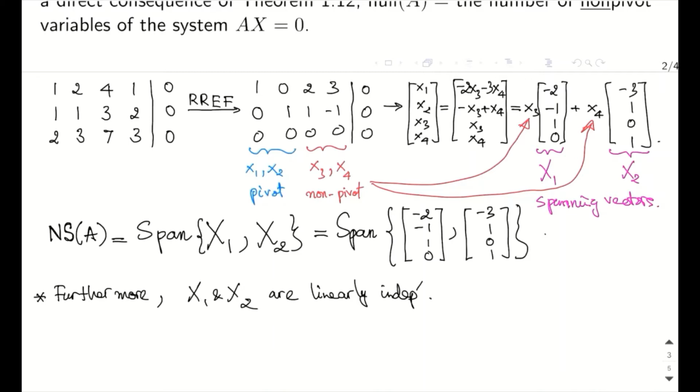Well, if I look at X1 and X2, the X1, the first spanning vector, is actually just setting X3, the first non-pivot variable, to be 1, and the other non-pivot variable to be 0, and then compute the others by using the formula. Similarly, X2 can be computed by setting the second non-pivot variable as 1 and the other non-pivot variable as 0 and compute the others.